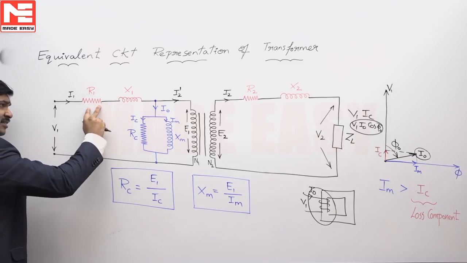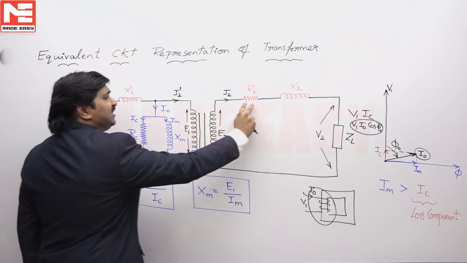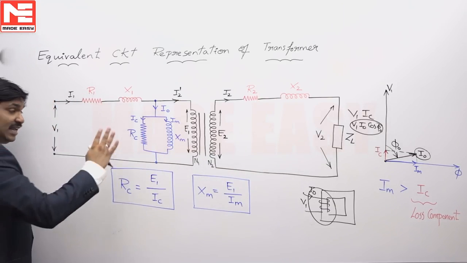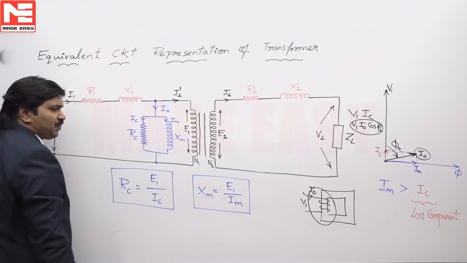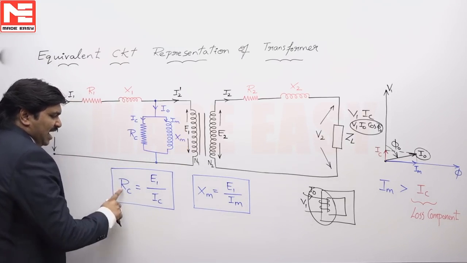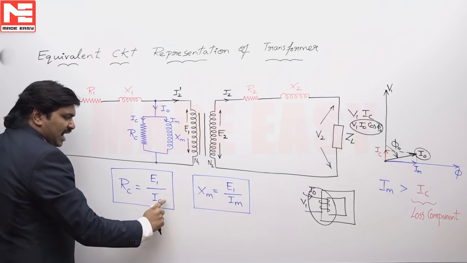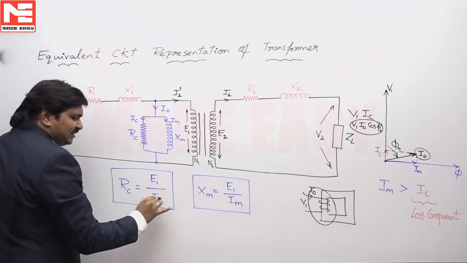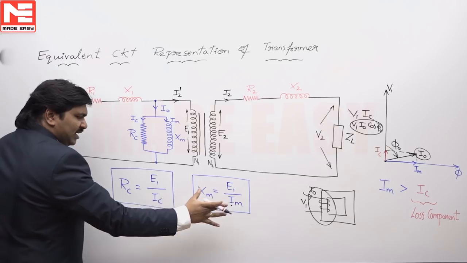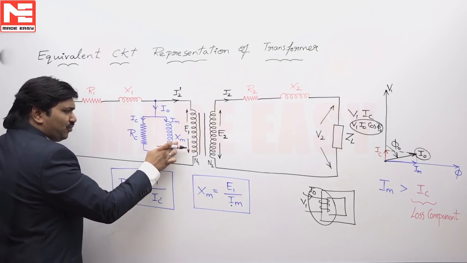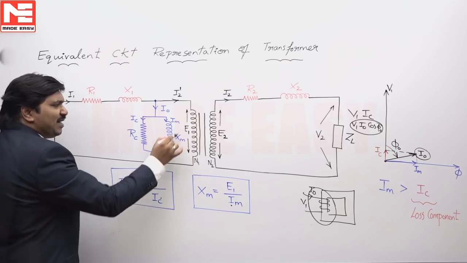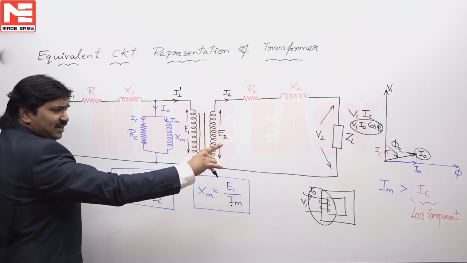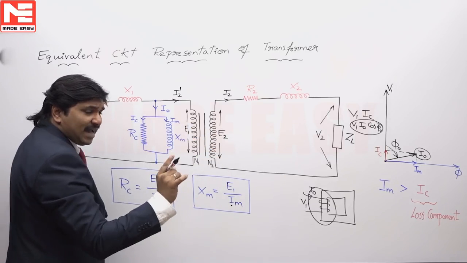R1, X1 are resistance, reactance of primary. These have physical importance, but RC, XM don't have a physical significance. Imaginary parameters. For example, RC, XM depends on IC and IM values. So, to represent IC and IM, we are using an imaginary XM. It's a pure reactor. We cannot find an ideal reactor anywhere. It's an imaginary value. Just to represent that a current which lags voltage by 90 degrees is producing flux, magnetizing current.